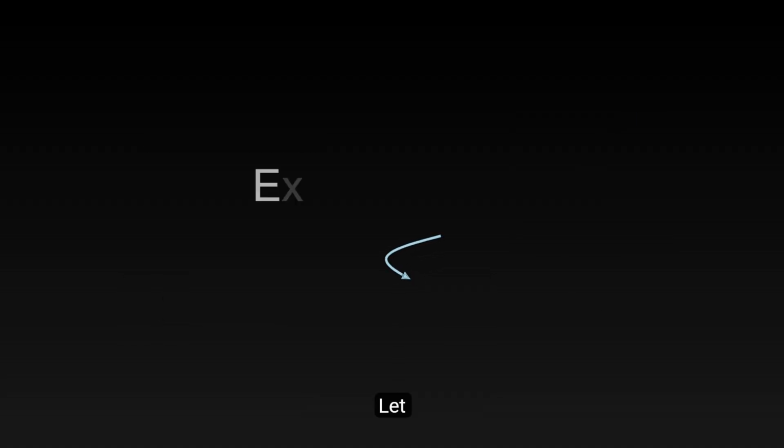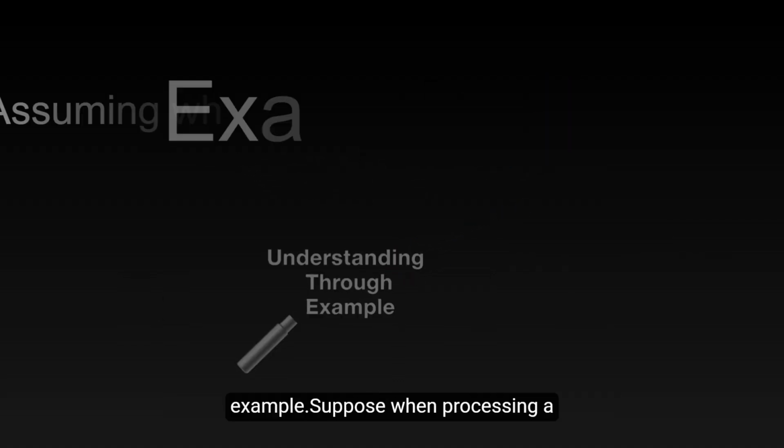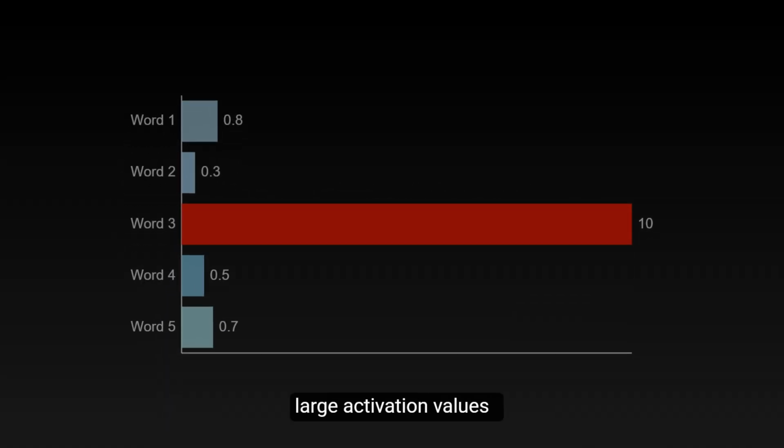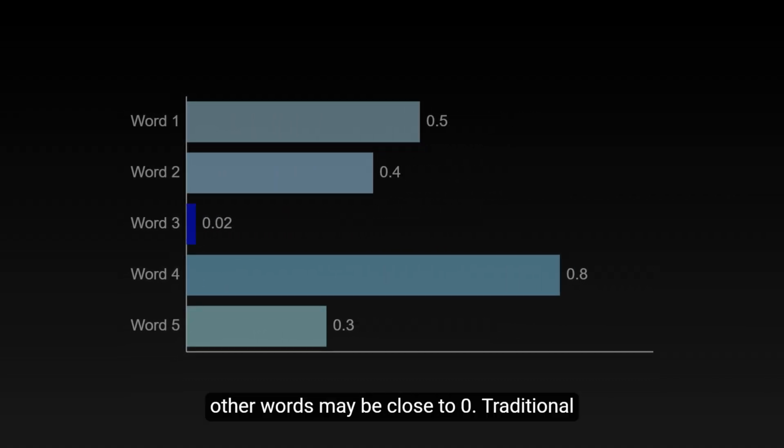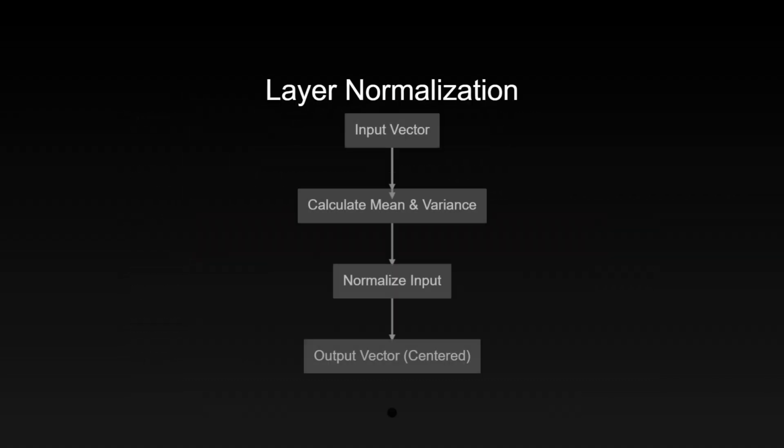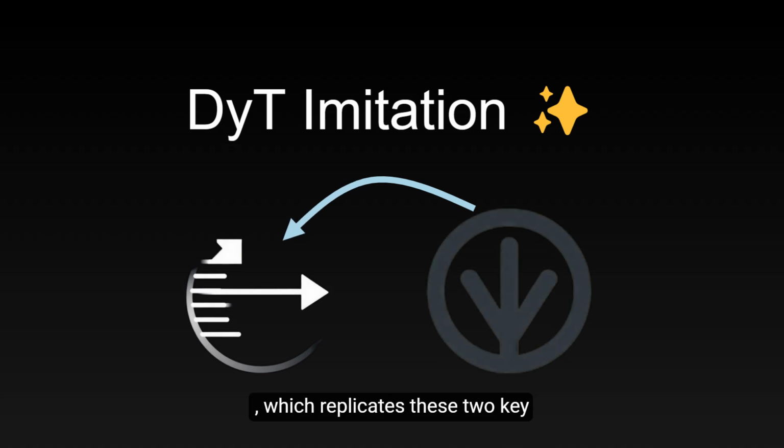Let's understand through a concrete example. Suppose when processing a piece of text, some words may produce particularly large activation values, such as 10 or greater, while the activation values of other words may be close to 0. Traditional layer normalization standardizes these values by calculating the mean and variance. And DyT is like a smart imitator, which replicates these two key functions in the simplest way.